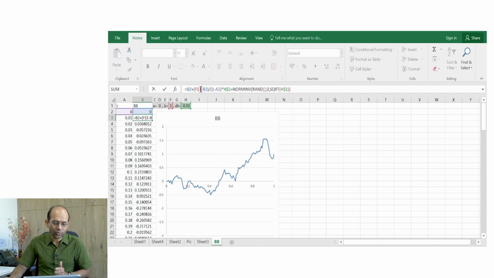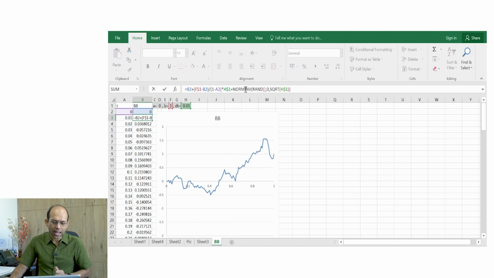So here f1 is basically the b value minus b2, where b2 is the earlier state. So this is 1 minus x, divided by 1 minus a2. The A column is the time column, so it is 1 minus t. So the numerator is 1 minus Xt, the denominator is 1 minus t, and then h1 is the dt term, 0.01, this is green color, and then you have the Brownian motion increment.